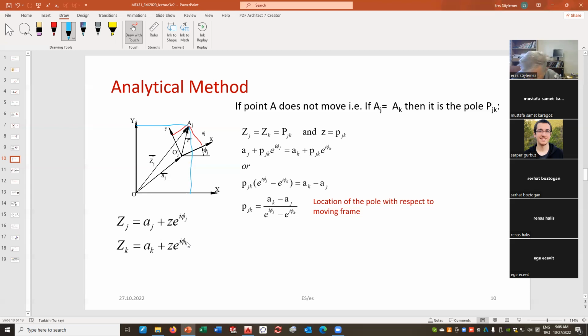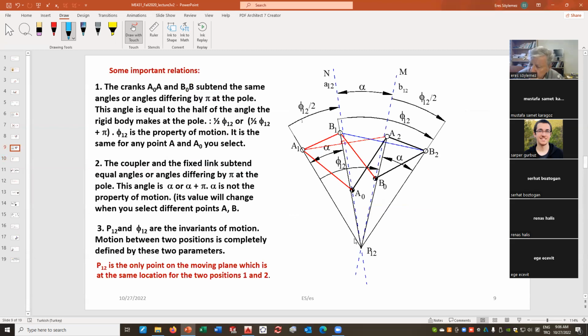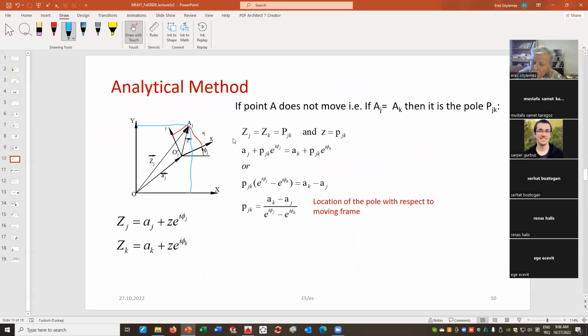That point is the pole. Because the pole does not change its location. This point on the moving body does not change its position when moved from the first to the second. It is fixed for these two positions. So that means Zj will be equal to Zk only if that point, A we called, is Pjk.